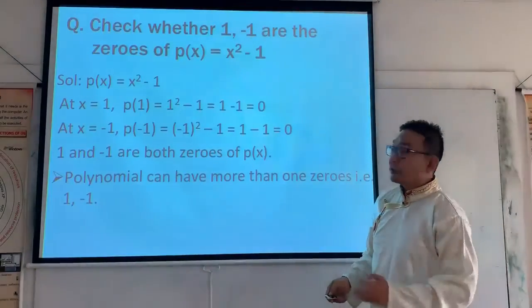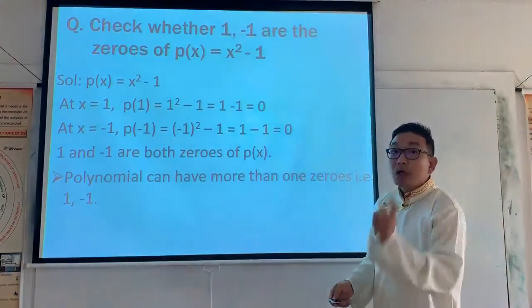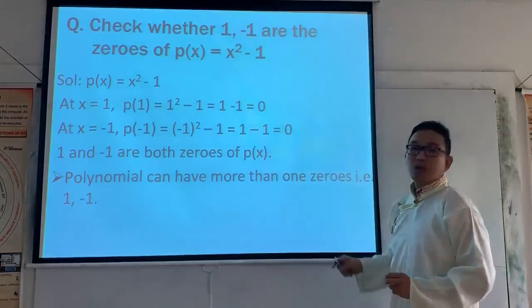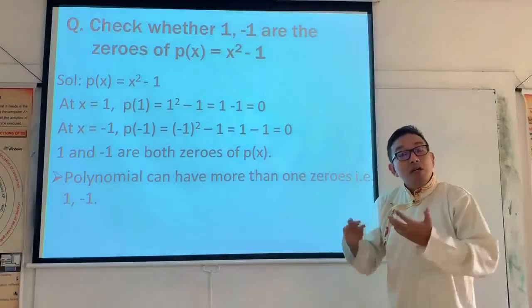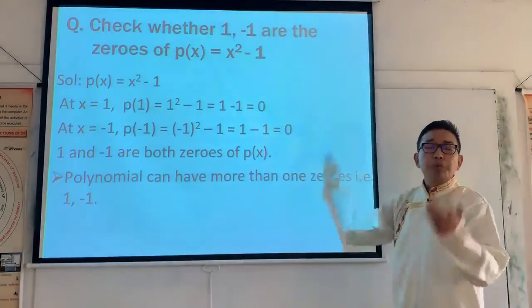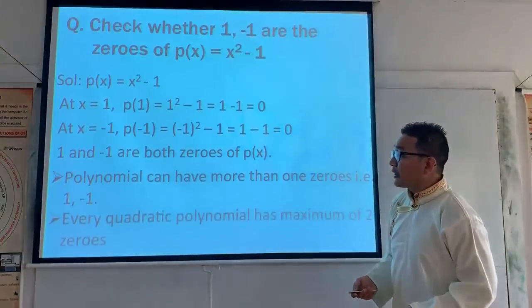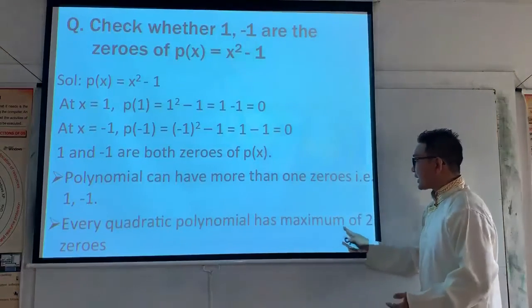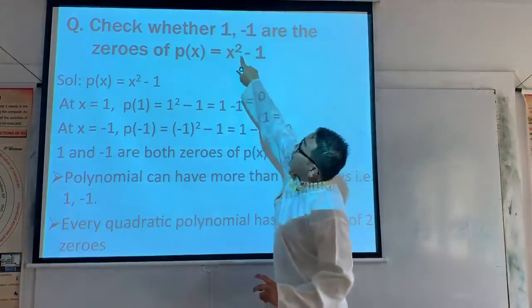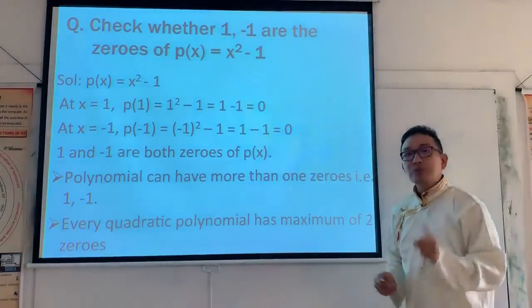A linear polynomial has a maximum of one zero. A polynomial can have more than one zero. Similarly, for quadratic and cubic polynomials. Indeed, every quadratic polynomial has a maximum of two zeros. A quadratic polynomial is of degree 2, so it has a maximum of two zeros.